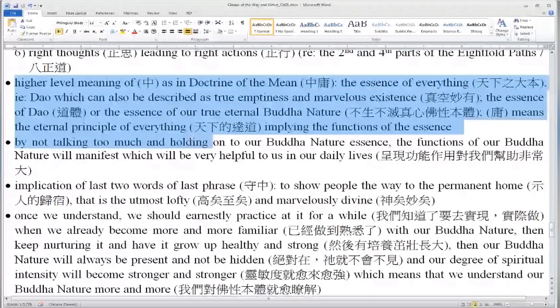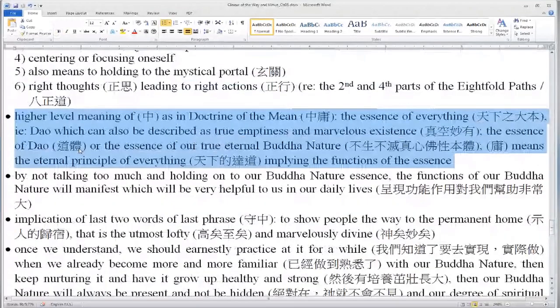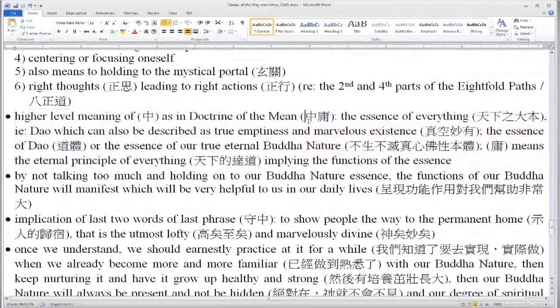So the Zong is similar to the connotation of the Zong Yun in Doctrine of the Mean. Doctrine of the Mean is not a good translation because it doesn't capture the whole core essence of this. Basically, this Zong represents the essence, and this Yong represents the function or practice, or we say principle.